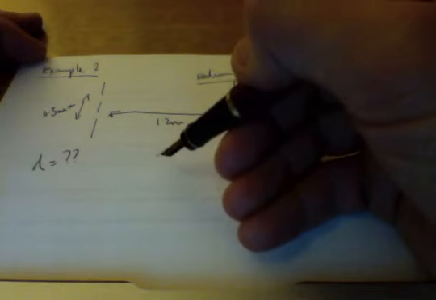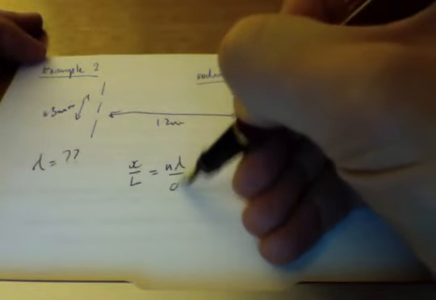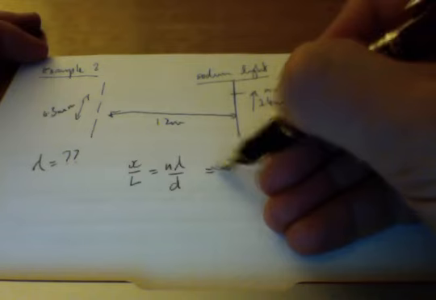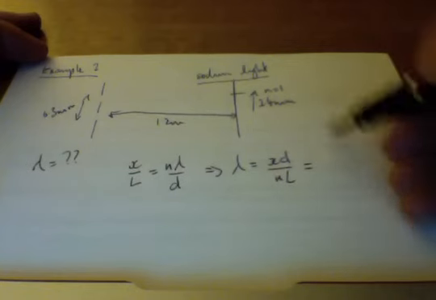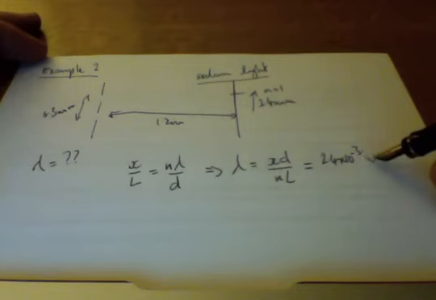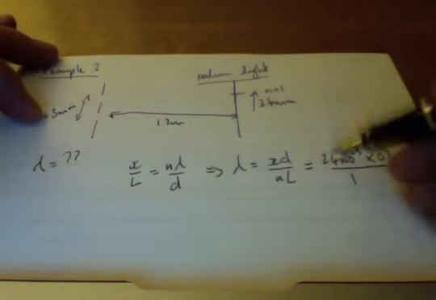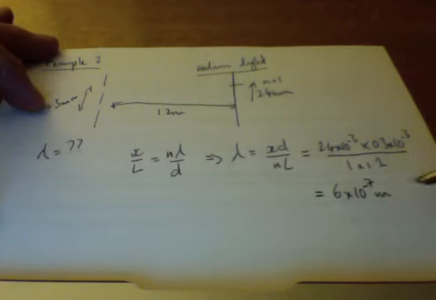Okay, let's start off with the equation that we started with in the first instance. So let's say x over L is n lambda over d. I believe that's right. Yes, and then we are looking for lambda, which is x d over n L. X is our separation at the screen, 2.4 millimeters. D is our separation of the slits, 0.3 times 10 to the minus 3. Obviously we're using the first maxima, and our length is 1.2 meters. This gives us 6 times 10 to the minus 7 meters, or 600 nanometers.